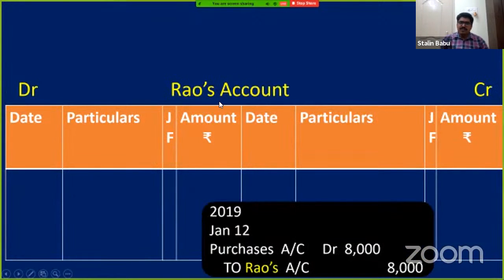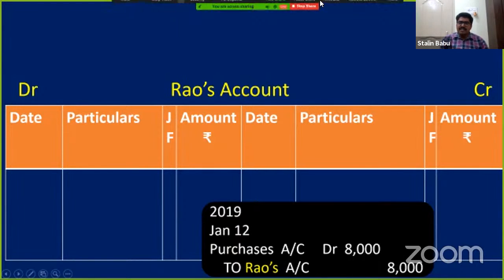Rao's account. See the same transaction: purchase account debit to Rao's account. Previously we prepared purchase account, but now we are preparing Rao's account. Is Rao's account debited or credited in the journal entry? It is credited. So we have to post on which side, debit side or credit side? It is credited, so we have to post on the credit side.